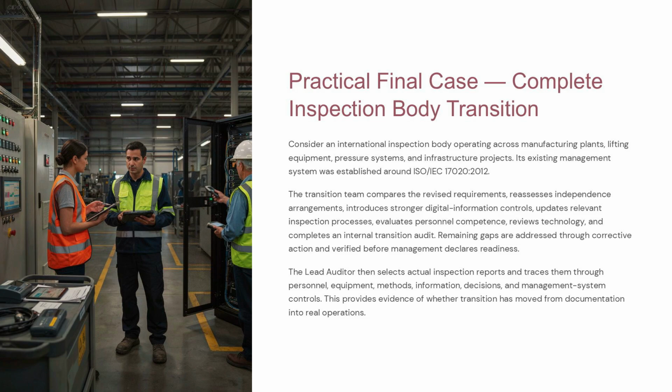Consider an international inspection body operating across manufacturing plants, lifting equipment, pressure systems, and infrastructure projects. Its existing management system was established around ISO/IEC 17020:2012. The transition team compares the revised requirements, reassesses independence arrangements, introduces stronger digital information controls, updates relevant inspection processes, evaluates personnel competence, reviews training needs, and completes an internal inspection. Remaining gaps are addressed through corrective action and verified before management declares readiness.